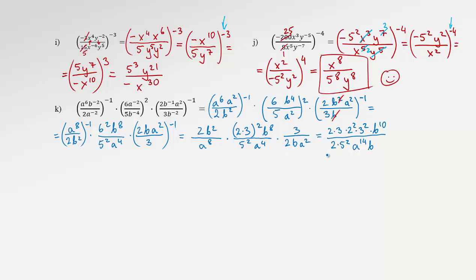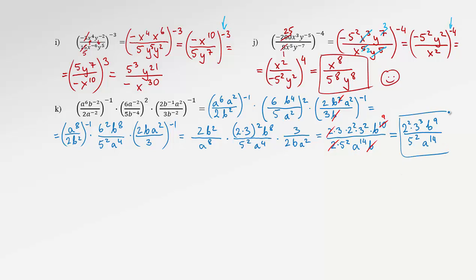Now it's the pleasurable part. Cancel whatever is common. So we can cancel 1 of the 2s, we can cancel 1b, leaving us 9 b's in the top, and there is nothing to cancel with a or 5. So that's nearly the end. We have 3 times this 3 squared, so it's 3 cubed. But let's start with 2 first. So 2 squared times 3 cubed times b to the 9 over 5 squared times a to the 14. And that's the final answer.